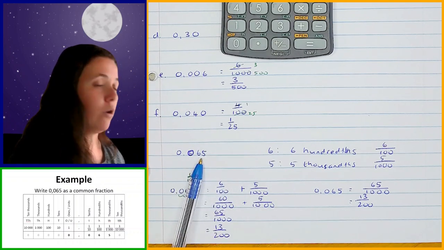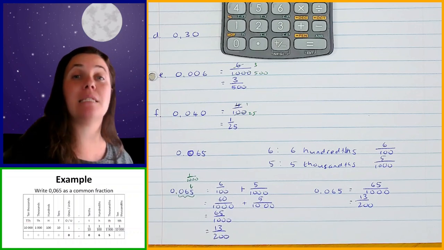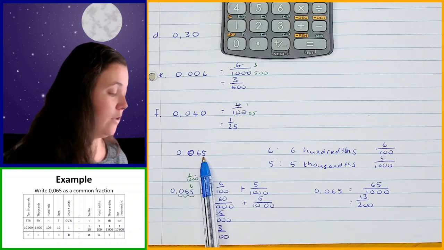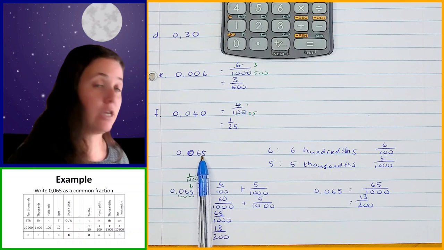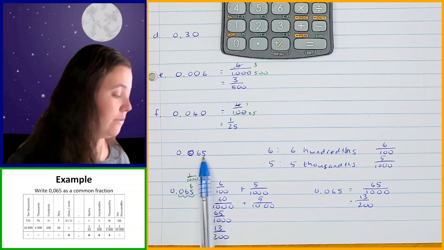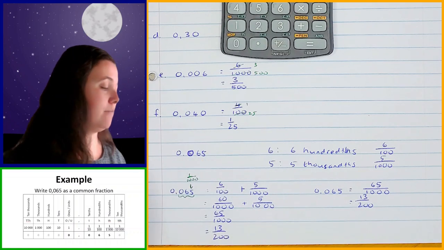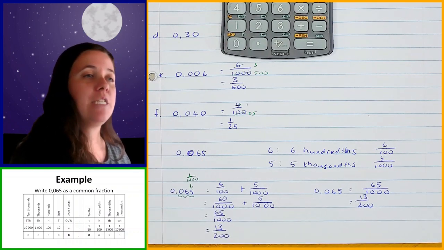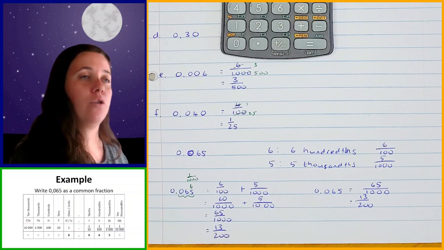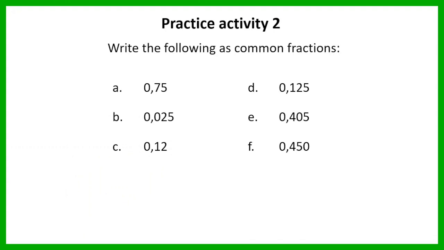Okay, so that is the quick way of doing it, where we look at our decimal fraction and see what is the last digit that isn't zero. It's 5, and that is in the thousandths position. So I'm working with thousandths. And then I write all the digits that I have here as a number over 1,000. Okay, so now I'm going to give you a few that you're going to work on for yourself. I'm going to give you 2 minutes to work on this as well.